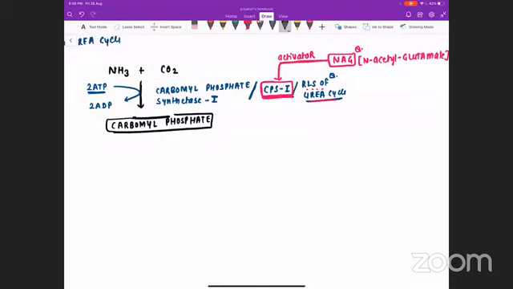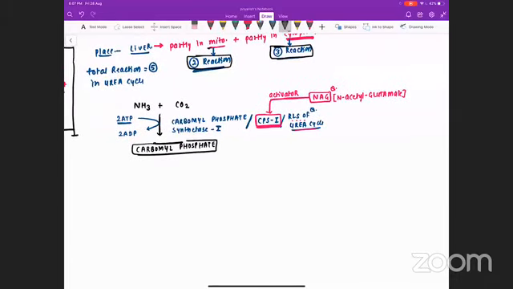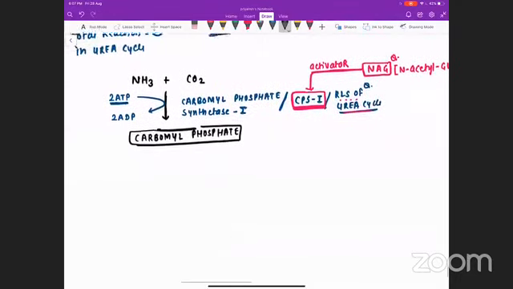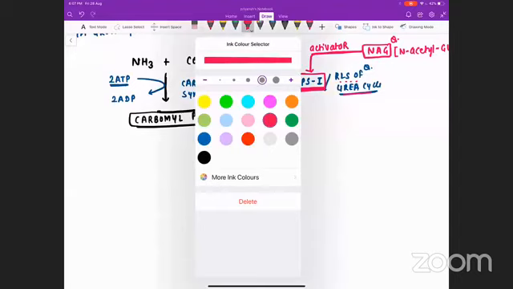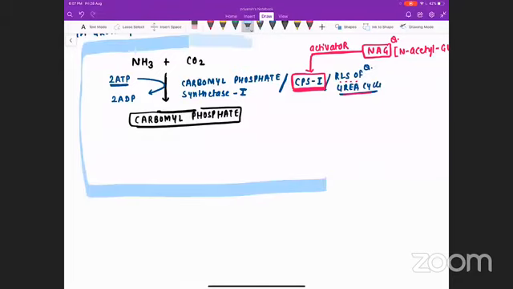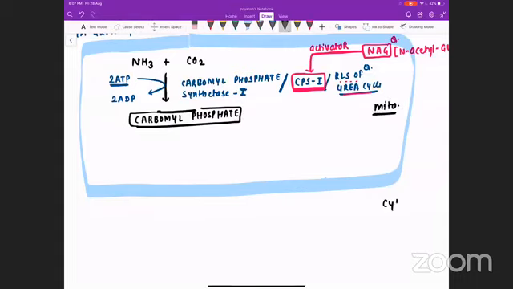As I told you, some reactions of the urea cycle occur in the mitochondria and some reactions occur in the cytoplasm. The first reaction that we have discussed occurs inside the mitochondria. So I am making the demarcation. Let's say this is the demarcation for the mitochondria. This reaction was occurring inside the mitochondria. This side is the mitochondria, and outside the mitochondria is the cytoplasm. So now the orientation is very clear: the first reaction of the urea cycle occurs inside the mitochondria.